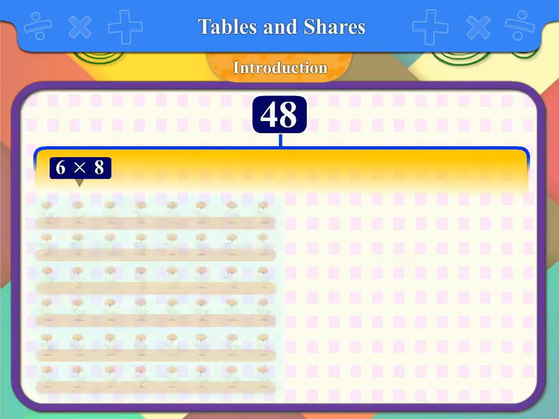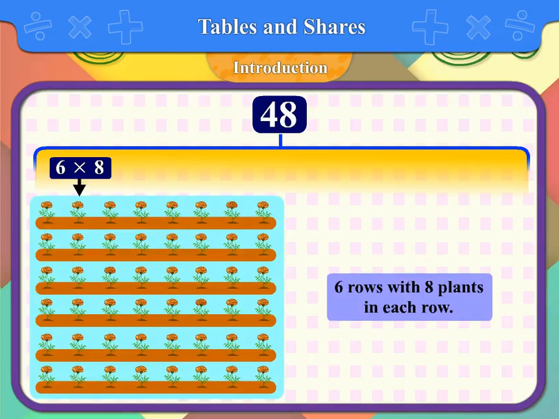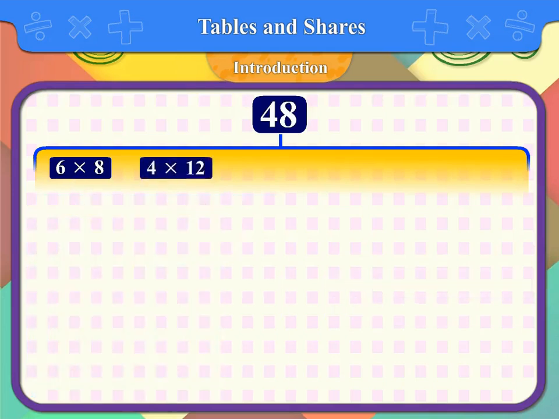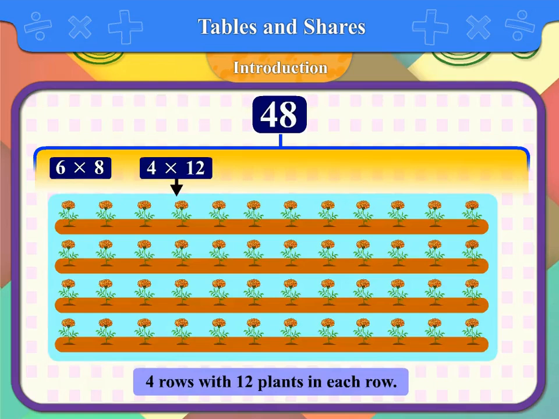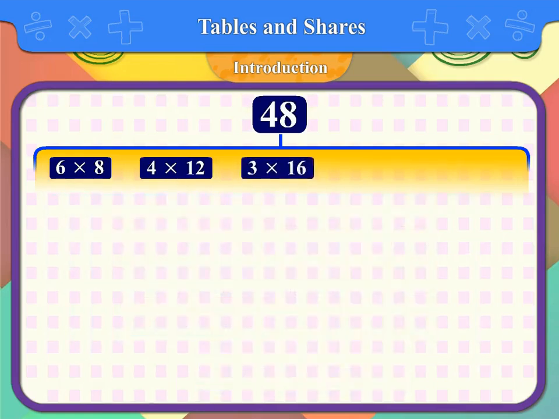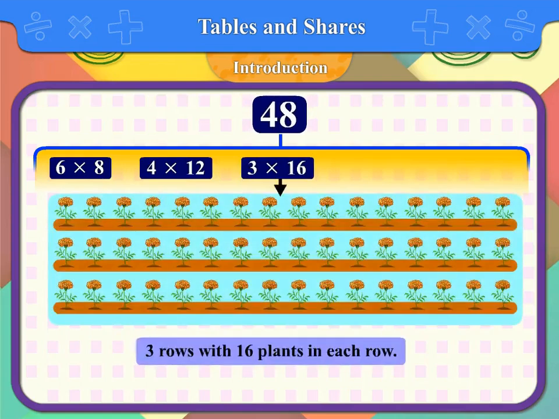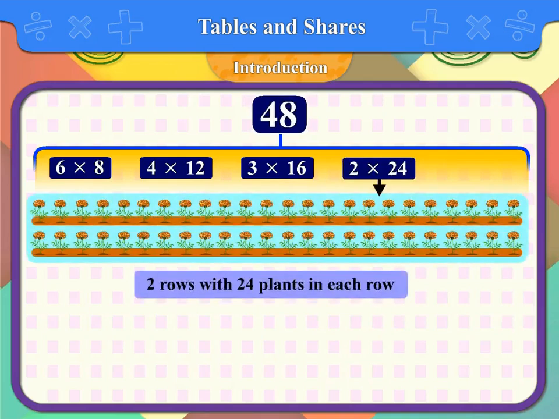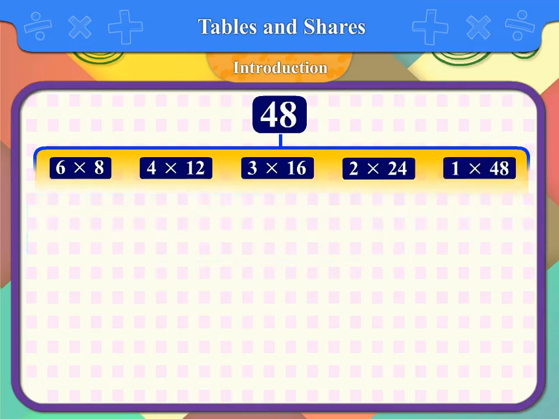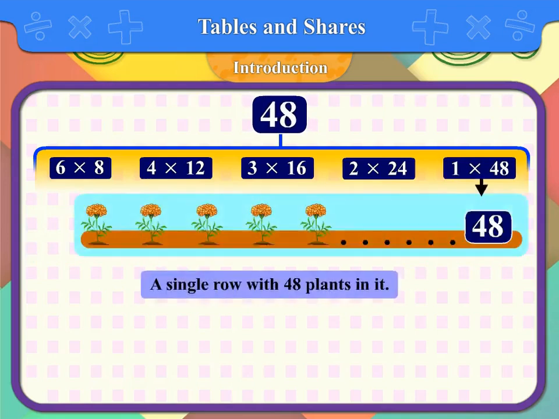Now we will arrange the plants as per the table. 48 can be arranged as 6 rows with 8 plants in each row. 4 into 12. 48 is equal to 4 rows with 12 plants in each row. 3 into 16. 48 can also be arranged as 3 rows with 16 plants in each row. 2 into 24. 48 is equal to 2 rows with 24 plants in each row. And 1 into 48. 48 plants can be arranged in a single row with 48 plants in it.